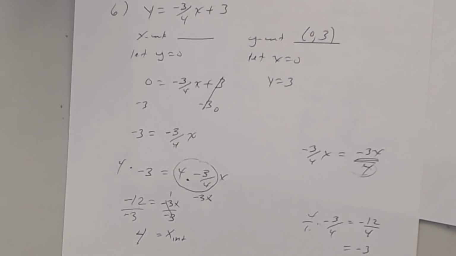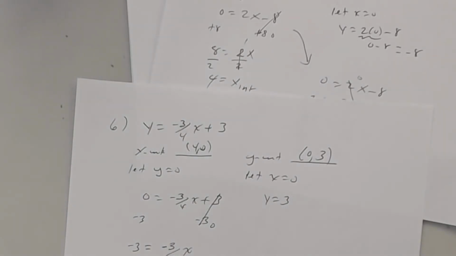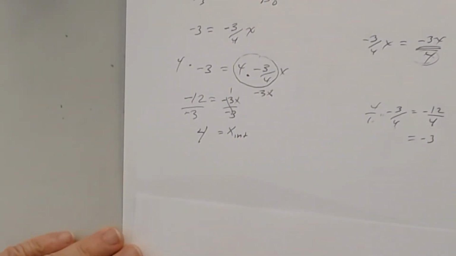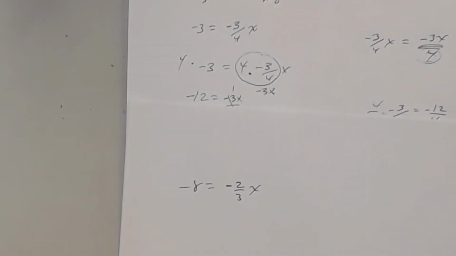So let's kind of review. So right here I'm going to put (4, 0), right? Before we plot the points, let's review another one like this. I'm not going to do the whole thing. I just want you to tell me what to do. Suppose I had this instead. I had -8 equals -2/3 x. Using what we just talked about, using this procedure right here, what are you going to do first? Multiply both sides by 3.